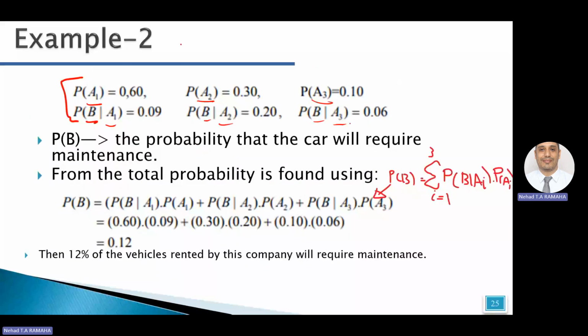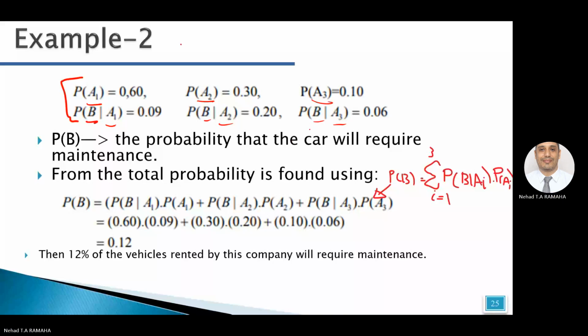So for the first part, we need to calculate the probability of B. Probability of B means the probability that the car needs maintenance. We can calculate it from this rule, yes. Probability of B equals the summation of i from 1 to 3 of the probability of B given A_i times the probability of the company, that is, the car from the company needing maintenance.